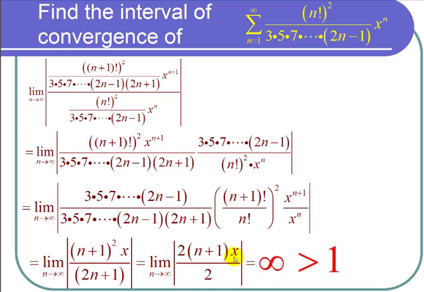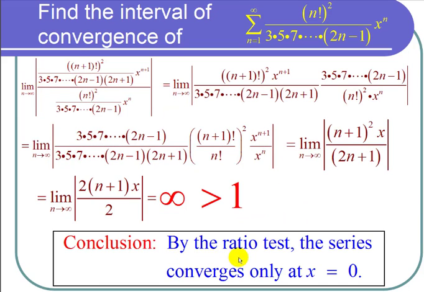If x is equal to 0 here, then this whole fraction is 0, no matter what n is, and that's less than 1. So I can conclude that by the ratio test, the series converges only at x equals 0. We say the radius of convergence is 0, and the interval of convergence in this case is just from 0 to 0. And I'm done with the problem.